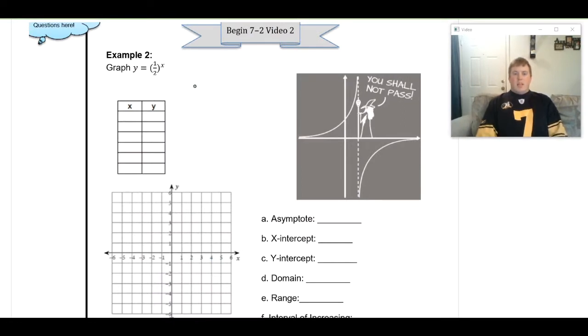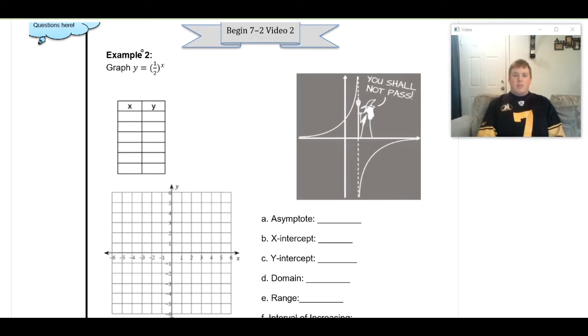Welcome to our second video in the 7-2 video series. We're going to continue working on graphing exponentials. In this video, we're going to take a look at how it affects your graph when your a value is between 0 and 1. So this time we're asked to graph y equals 1/2 raised to the x power.